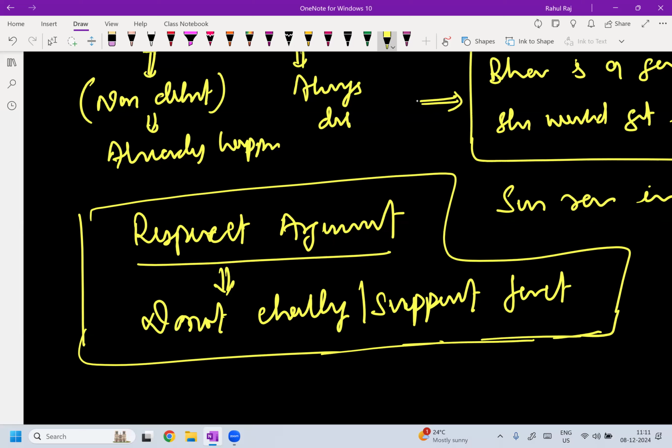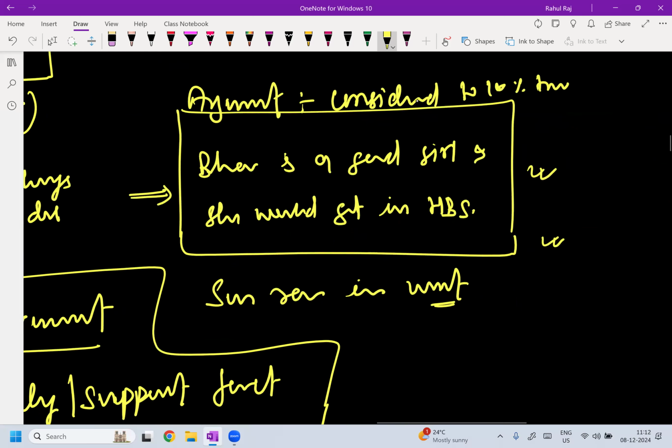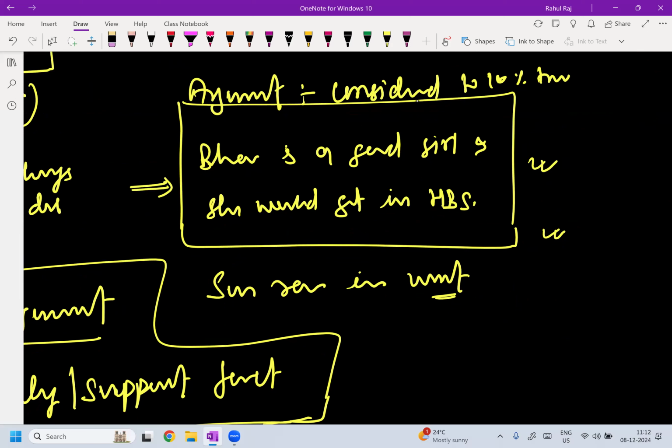So your job is to always respect the argument. Respecting the argument means treating the argument as 100% true, which means respecting the fact of the argument. And respecting the fact means that you should never challenge the fact, you should never support the fact. So when I say Bhavna is a good girl, she would get into Harvard Business School, tell me one thing, how can I strengthen this particular argument? It will slowly and gradually get into a very complex thing, so please keep asking your doubts. If you don't speak in verbal class, it will be stupidity. How can you strengthen this particular argument?